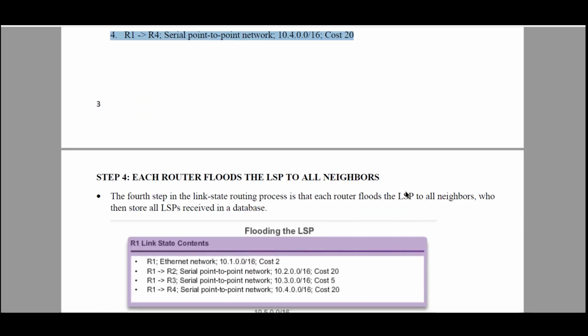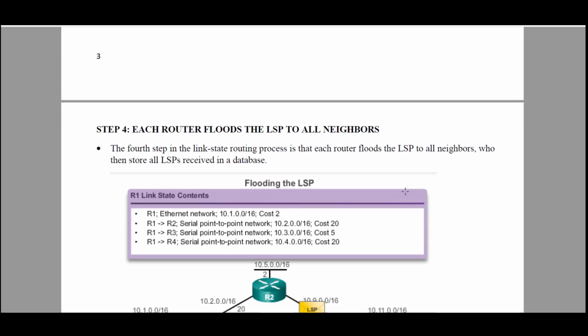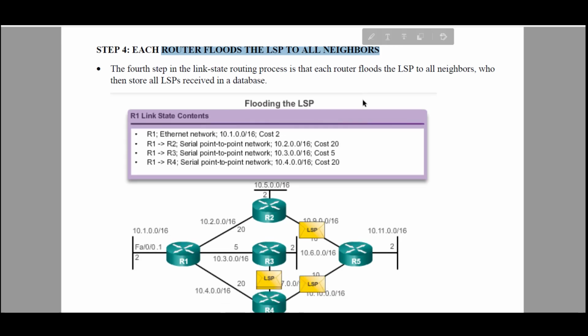Now, the next one, step number 4. Totally there are 6 different steps available, and we are in step number 4 now. What does step number 4 mean? The fourth step is each router floods the LSP to the neighbors. So they constructed the LSP.